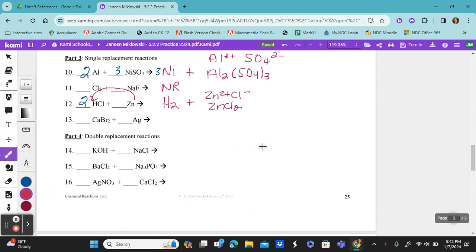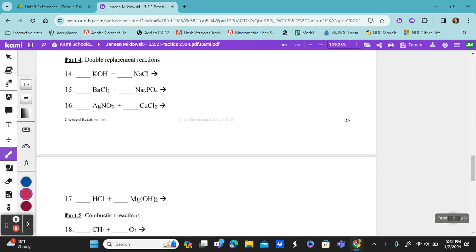Okay. And the last couple, double replacement should be hopefully easy, because all you're doing is just switching your ions. So remember, to make it easy, let's switch your metal ions. All right. Now, I'm just going to randomly pick one. How about number 15? So barium is going to switch with sodium. So now sodium would be together with chloride. Now I'm going to just write NaCl right now. And then barium would be with phosphate.